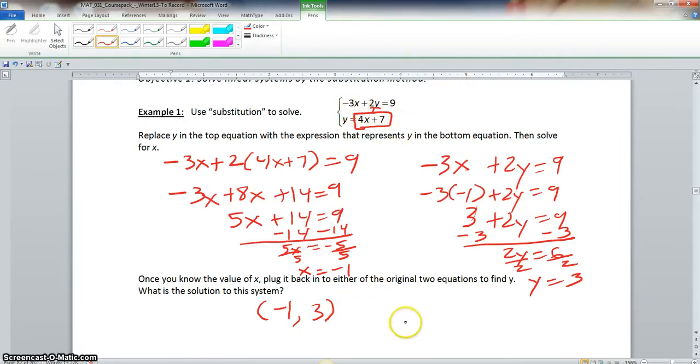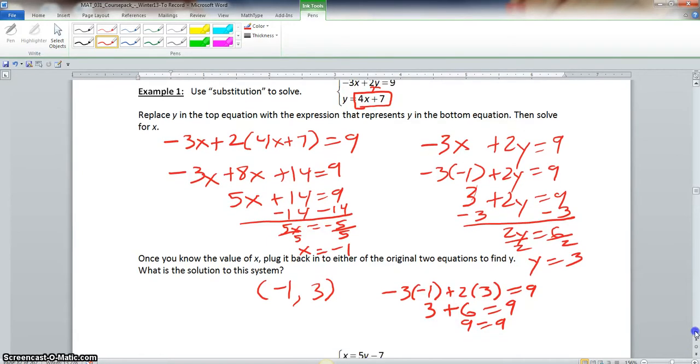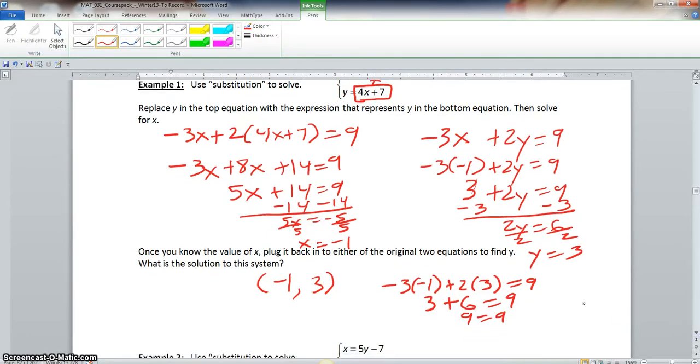Let me take this equation here. We take negative 3 times negative 1 plus 2 times y is 3, and that's supposed to equal 9. Negative 3 times negative 1 is 3, plus 2 times 3 is 6. And we know 3 plus 6 is 9. Now that took care of the first equation. Now we want to do the second equation, which is the y equals 4x plus 7.